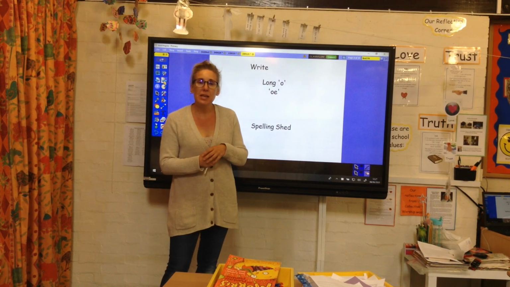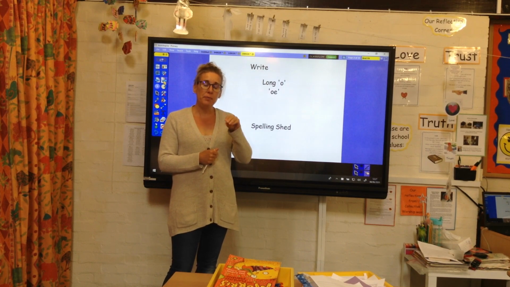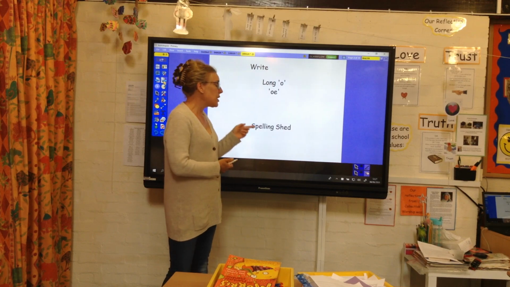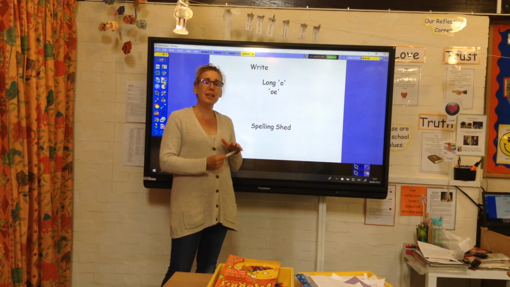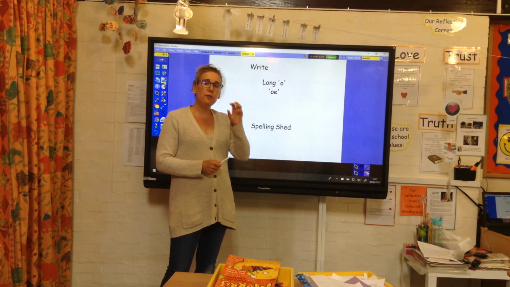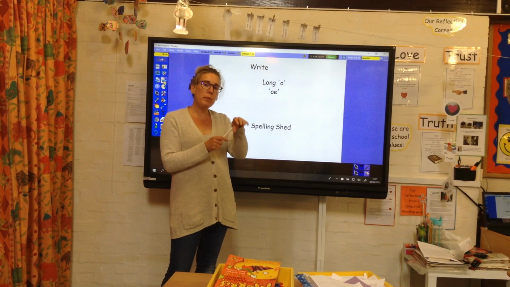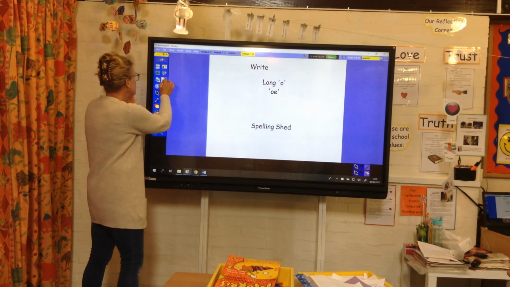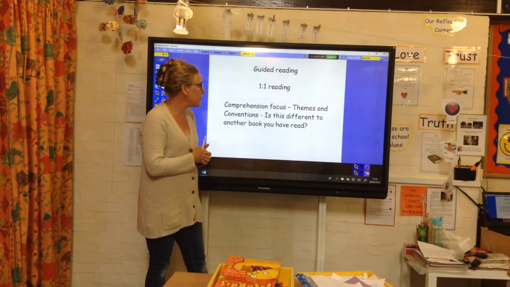Spelling Shed, Mrs. Welling has put on Spelling Shed, she's going to put on every day an activity that's linked to our different phonic spellings. So have a look at that on there, and if you can't get on, you don't need to download the app. In the front of your reading diary is your login and your password. And you just need to go on the website and then you can log in and get on to access those things.